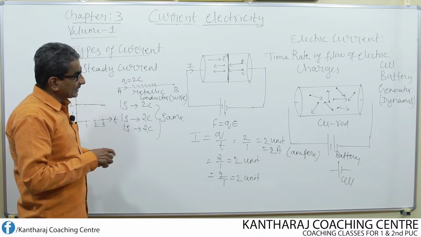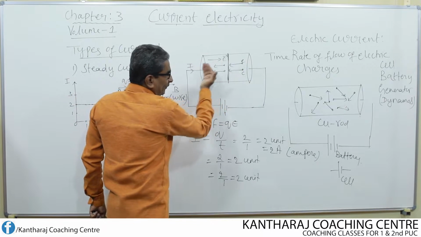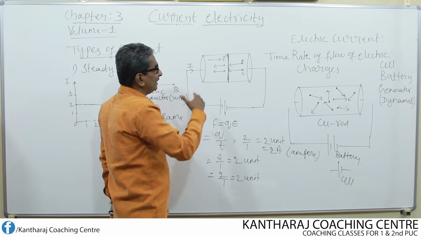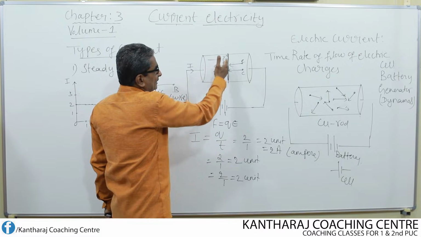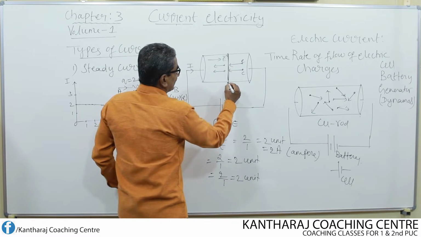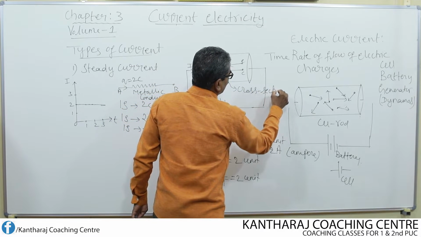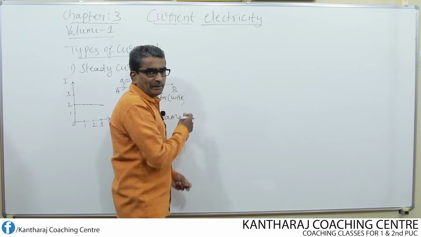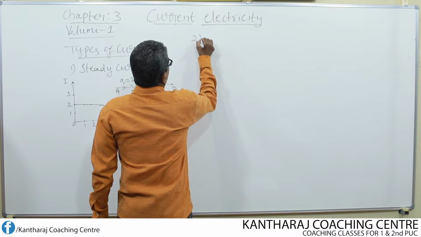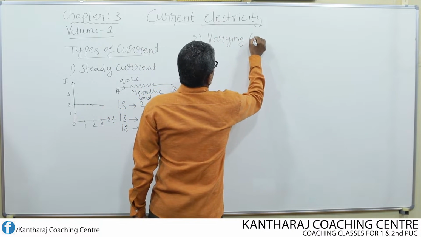So remember, current is defined as the time rate of flow of charges from one end of the conductor to another end of the conductor, or the amount of charge that flows through every cross section or any cross section. Cross section means small portion of the conductor. The second type of current, let's consider varying current. What does it mean?